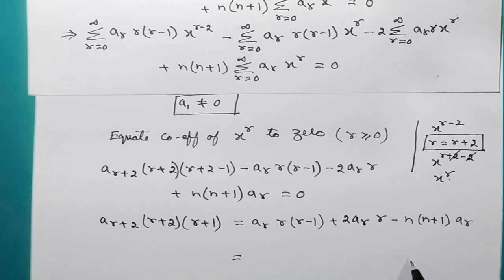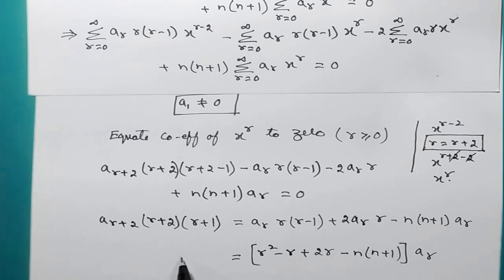Or, if I take a_r common outside, what will be left inside is r into (r minus 1). Multiplying, r into r becomes r square, r into minus 1 becomes minus r. That is the term. a_r I am taking common outside, plus 2r will be there, minus n into (n plus 1) as it is. So I am taking a_r as common here, and the remaining terms I have written inside.